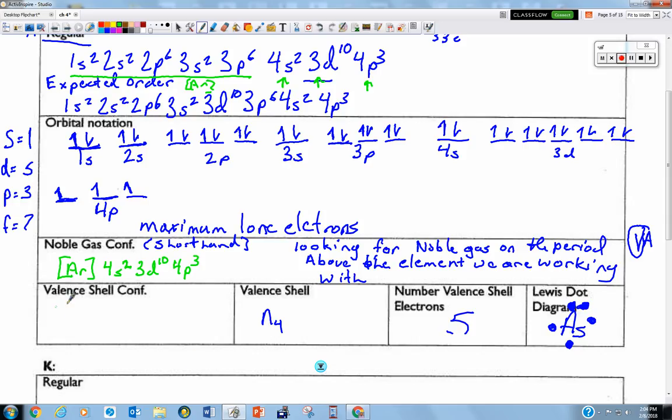Alright, now for valence shell configuration, one of the things that we need to remember, valence shell has an octet.